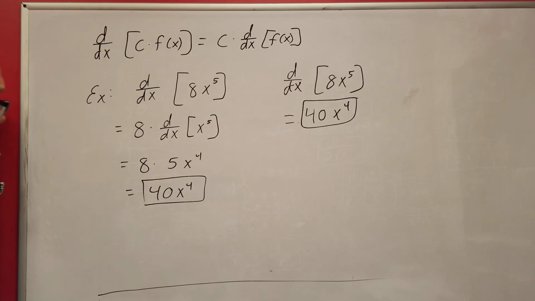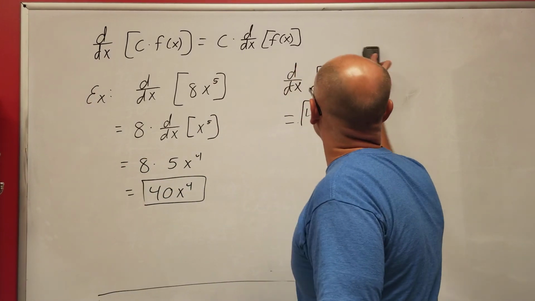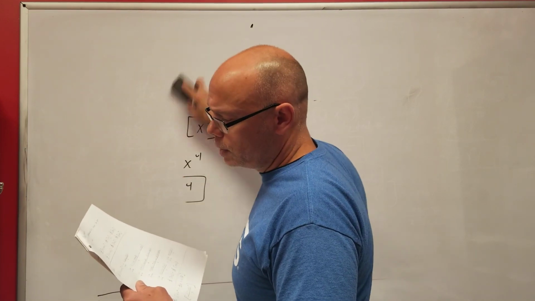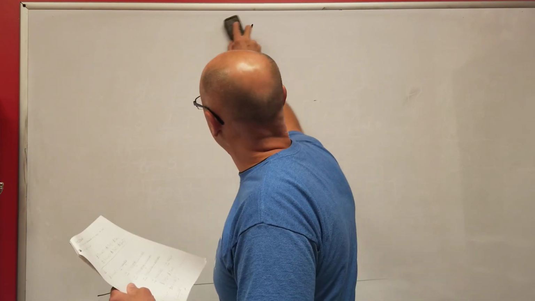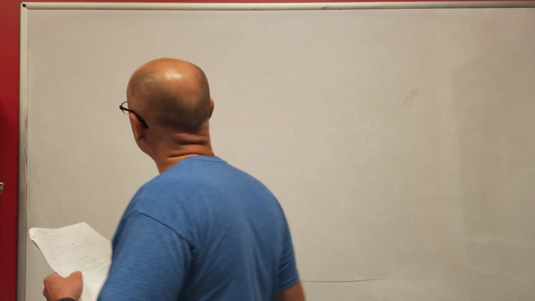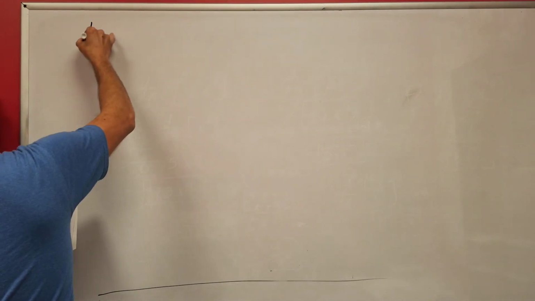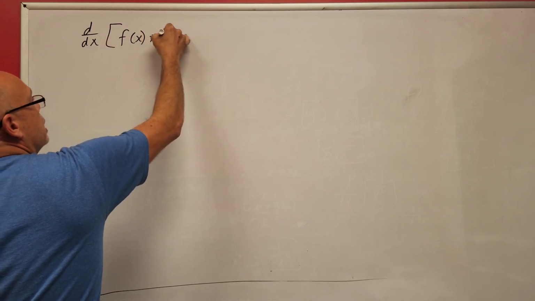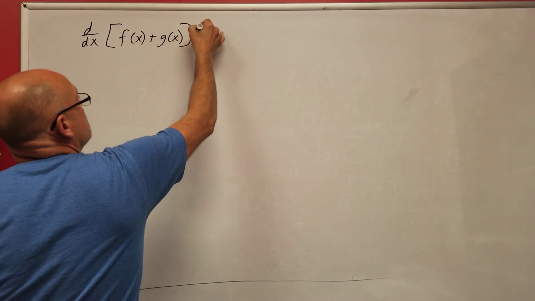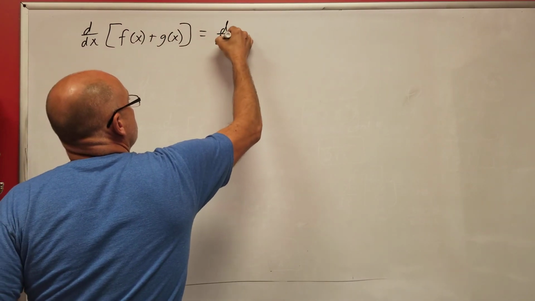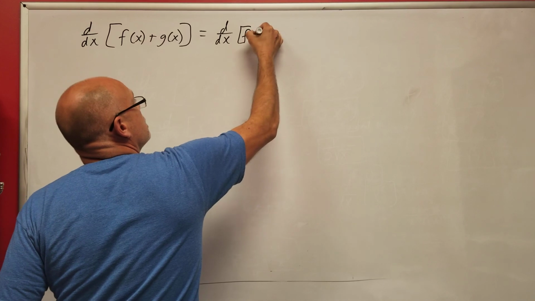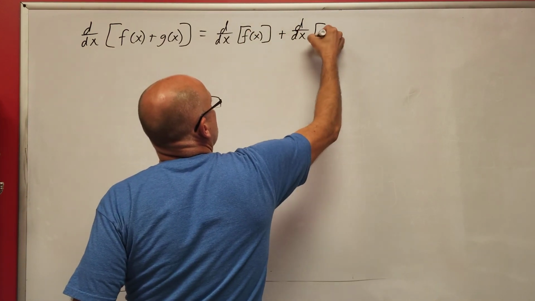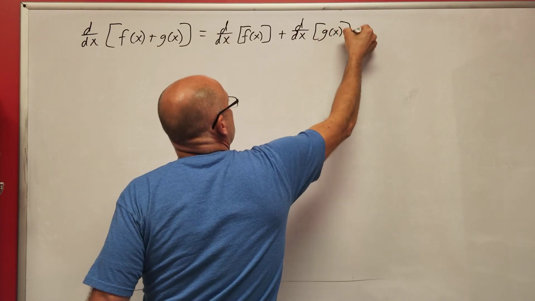Let's look at sum and difference rules next. Sum and difference rules. Your book says if f and g are differentiable with x, then so are f plus g and f minus g. So it writes it this way: the derivative with respect to x of f of x plus g of x is equal to the derivative with respect to x of f of x plus the derivative with respect to x of g of x.